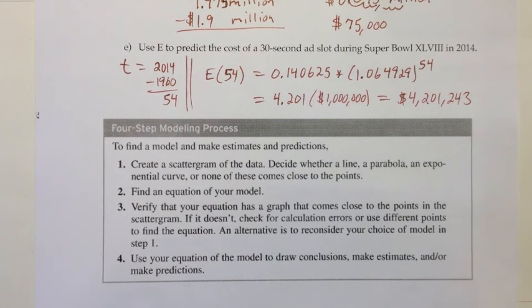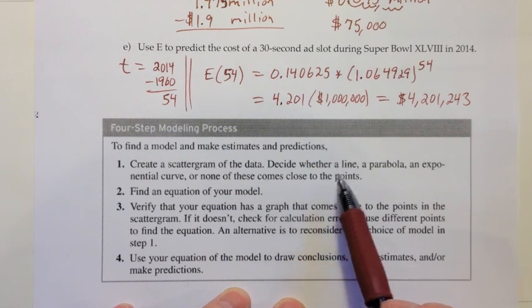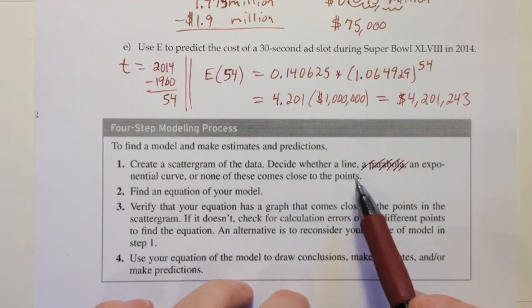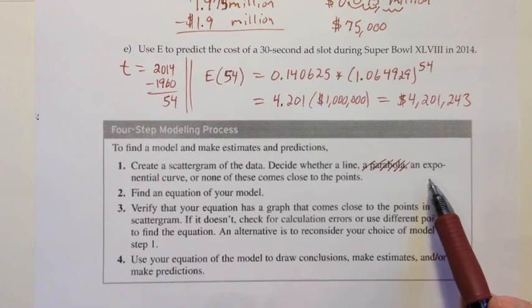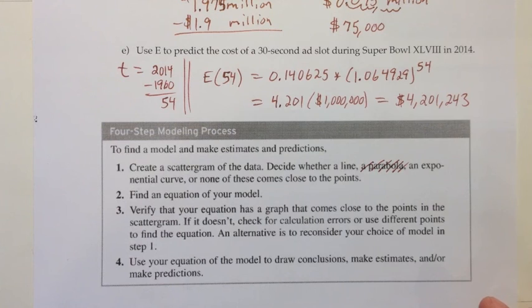All right, so here's the 4-step modeling process. If you want to find a model and make estimates and predictions, create a scattergram of the data and decide whether a line, a parabola, an exponential curve, or none of these comes close to the plot. So we didn't cover parabolas, so that would be one that we would leave out. We're looking to see, does it look linear or does it look like it's curving, and then we would go with exponential. And notice that even though they didn't ask us to do a scatter plot for this problem, they are suggesting in general you should do that. So even though they didn't ask, I did one because I want to have a look at which one looks like a better fit. Find the equation of your model.